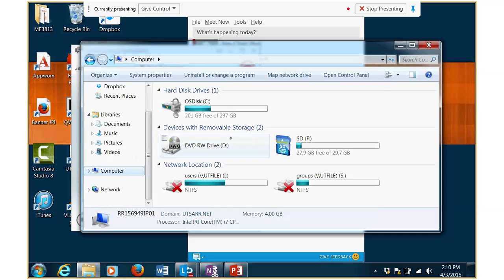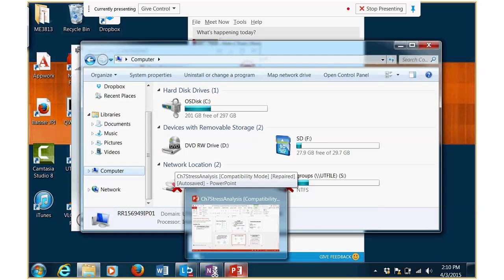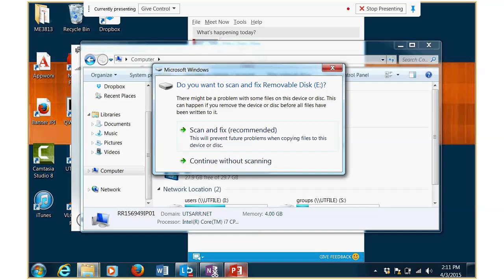It doesn't recognize this USB. Sorry, give me 1 second. Let me get the computer to recommend. Okay, here it comes up.